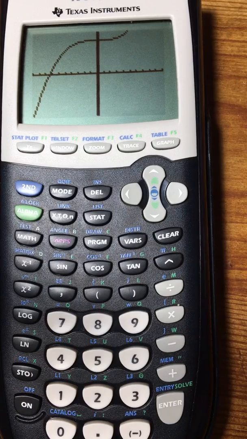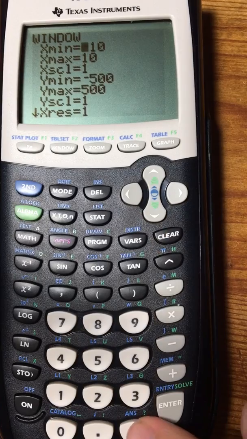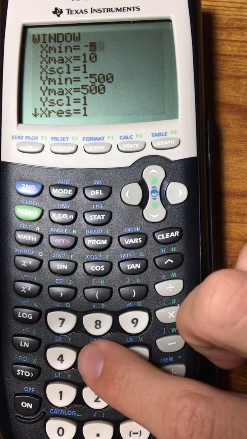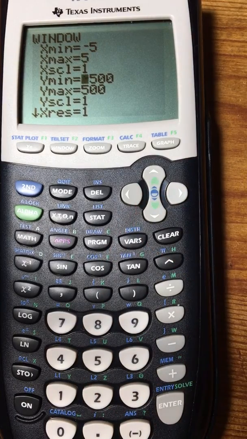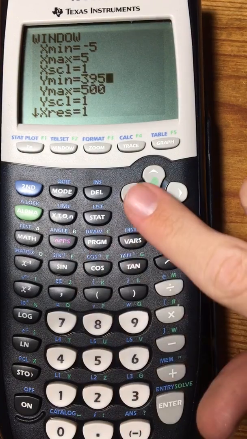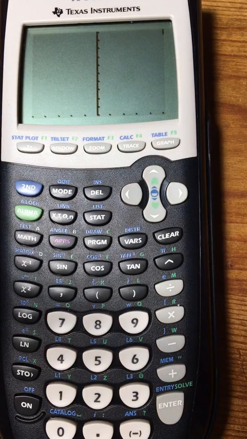But with this graph we can get more specific than that. So now let's go over here into Window, and instead of y min of negative 500, we'll change this to 395 and y max to 405. Alright, now let's graph. So now as you can see that we've zoomed in a little bit on this specific part of the graph, we have a much cleaner picture of the graph that we're dealing with.